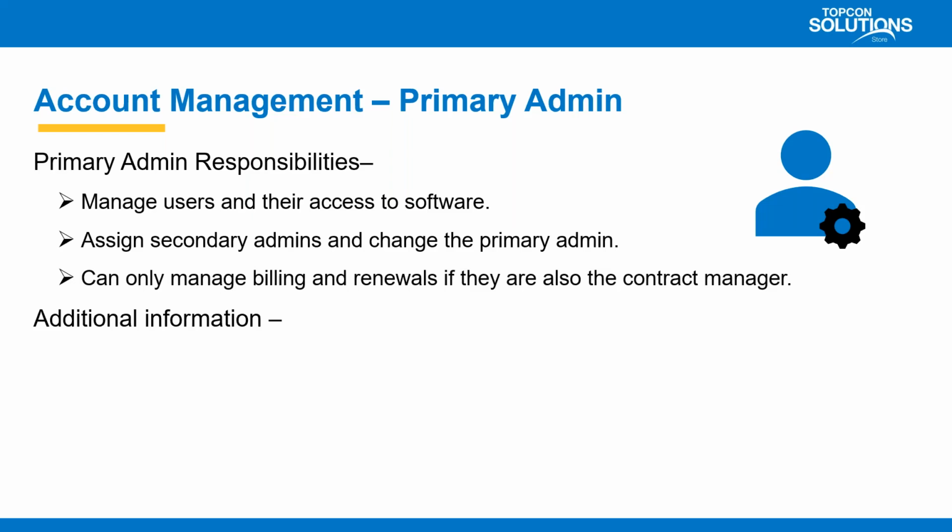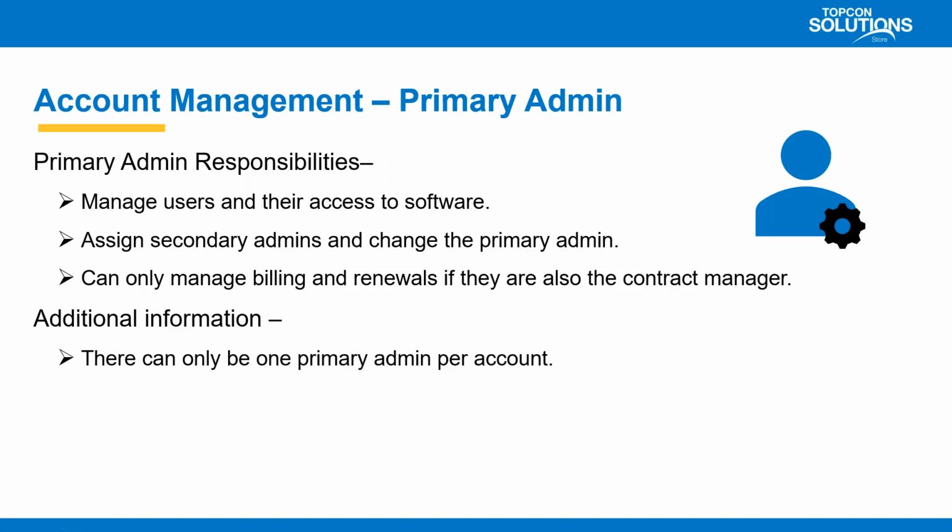Then the final piece here, they can only manage billing and renewals if they are also posted as the contract manager. This was the classic admin account name. What happens is when an order is processed, you have a contract manager who is associated with the actual contract, and then a primary admin is created for user management. So those two roles are still separate. I expect that they're eventually going to merge, but for right now, you'll want to make sure, if you want to look at those billing and renewals and any of the order history, that you sign up there in the Autodesk account.